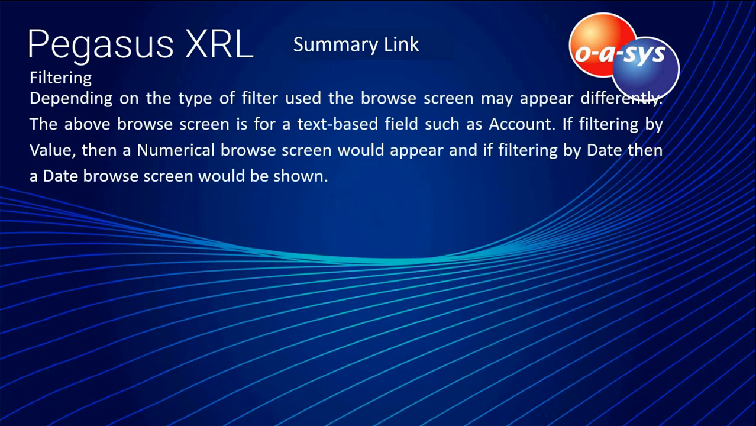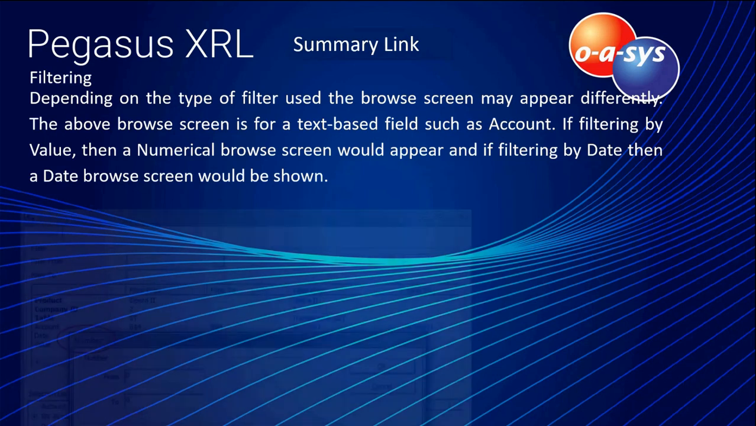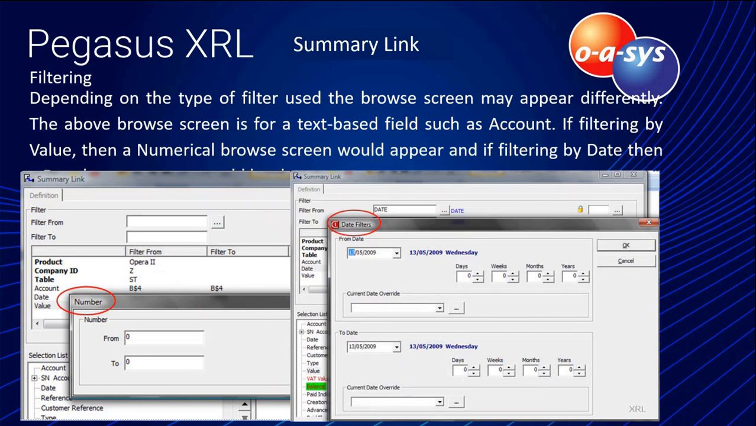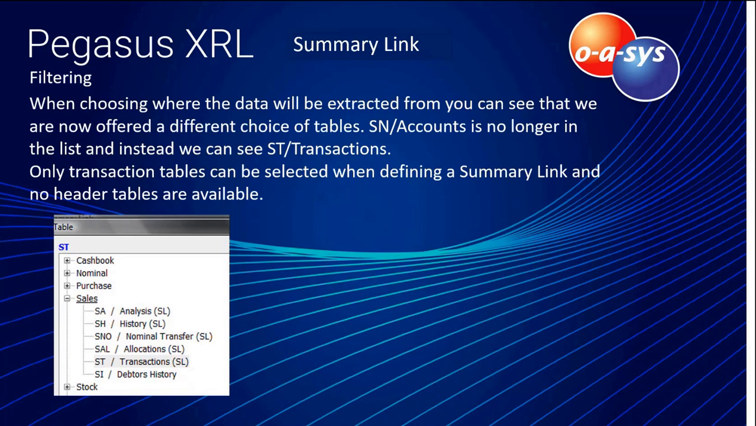So depending on the type of filter used, the browse screen may appear differently. The above browse screen is for a text-based field we saw a moment ago, such as an account. If filtering by value, then a numerical browse screen would appear. And if filtering by date, then a date browse screen would appear. So it allows me the from and to areas that we have seen, and we'll see some of those working in a moment.